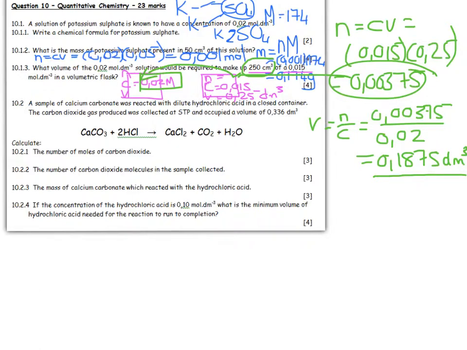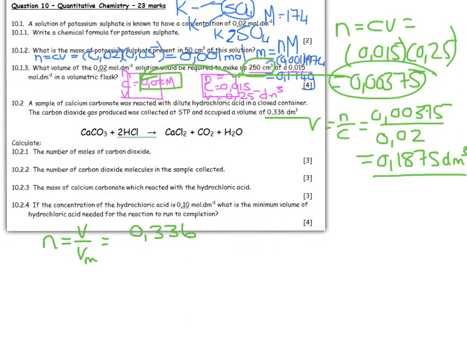A sample of calcium carbonate was reacted with dilute hydrochloric acid in a closed container. The carbon dioxide gas produced was collected and occupied a certain volume. What is the number of moles of carbon dioxide? So the first thing I'm going to do is say number of moles is volume over molar volume. They've told me the volume.